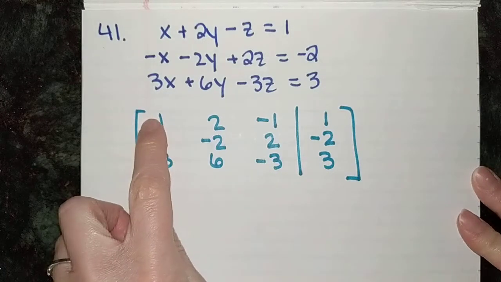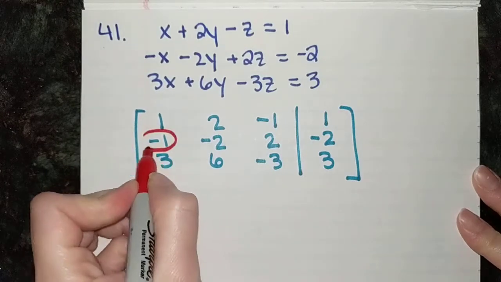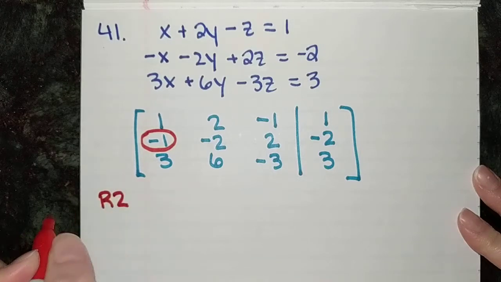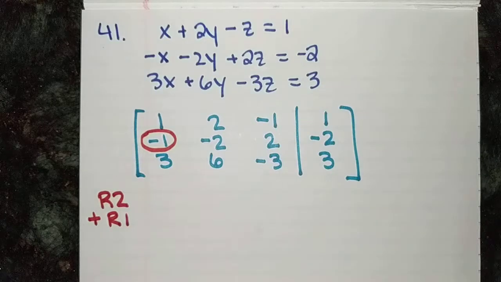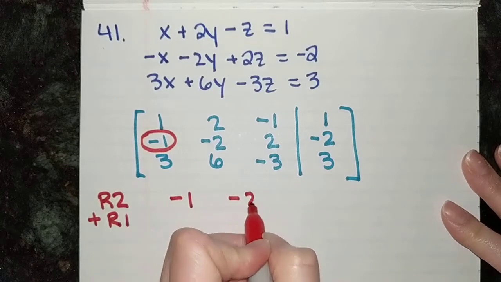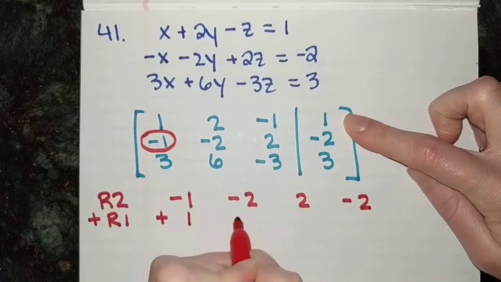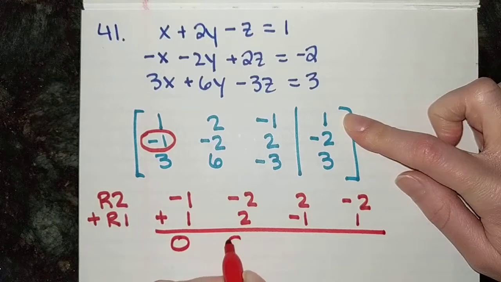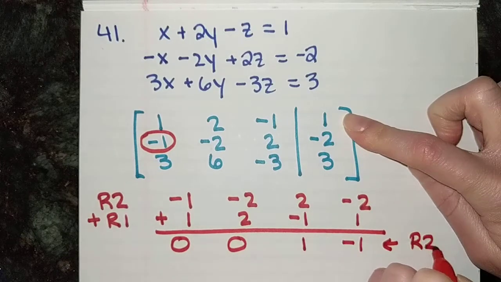All right, so we'll start with row 1, get our leading 1, and then the zeros below it. So to get the 0 in row 2, because we already have the leading 1, we'll have to take row 2 and then add that to row 1, because the 1 plus the negative 1 would cancel to the 0. So my row 2 is looking like negative 1, negative 2, 2, negative 2, and I'll be adding that to row 1, 1, 2, negative 1, 1. Okay, so this gives us 0, 0, 1, negative 1, and that is our new row 2.